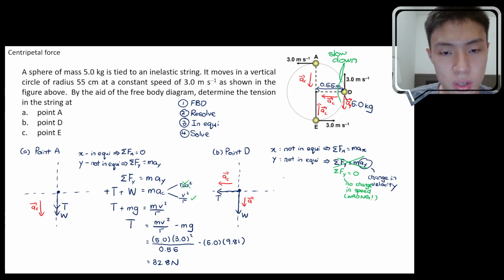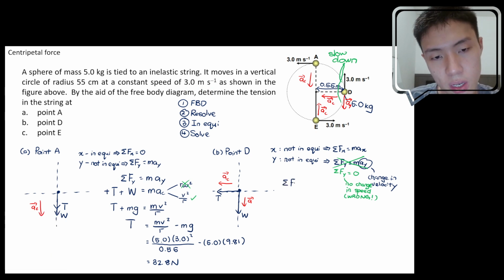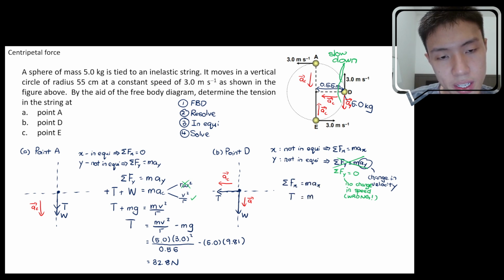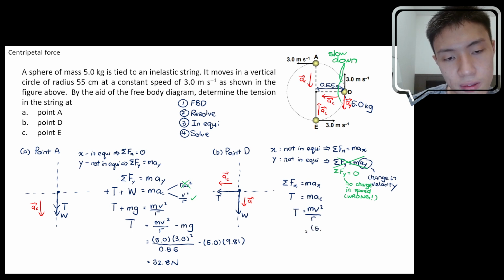Okay, so we'll analyze only the x-axis, where sum of Fx is equal to max. What we have here is only tension. So tension is equal to mac, but we will change the centripetal acceleration to become v squared over r. So now this is just a simple substitution once again. Mass is 5 kg. The speed is 3 squared divided by r. R is 0.55. So now if you calculate your tension, I believe you get an answer of 81.8 Newton.